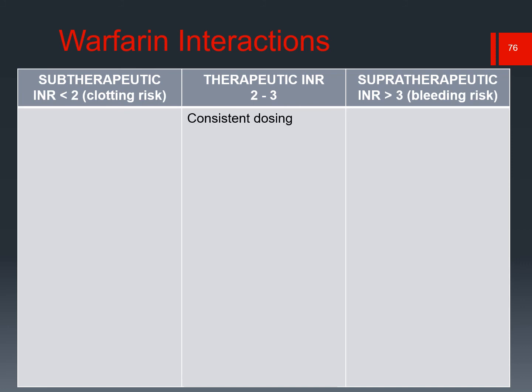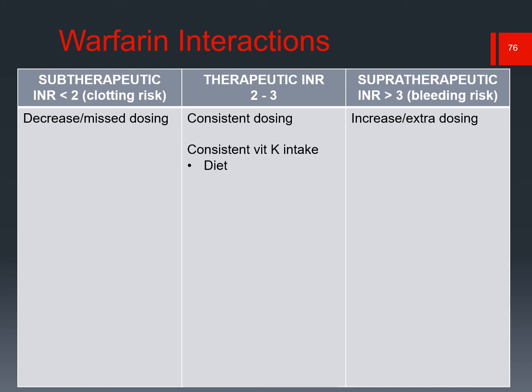So if they take their dose as prescribed and it's the right dose, we would expect a therapeutic INR. If they miss or decrease dosing of their warfarin or Coumadin, that will cause a lowering of their INR. There's not enough warfarin to keep the INR where it's therapeutic, in which case it puts them at higher risk for clotting. If they increase or accidentally take extra dosing or intentionally take extra dosing, that will cause an increase in their INR, putting them above 3, which increases their risk for bleeding.